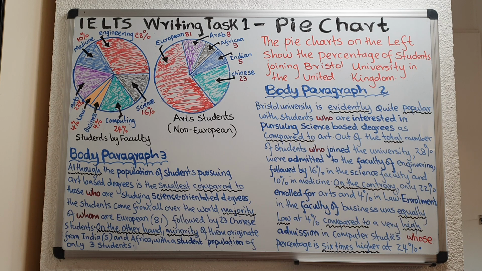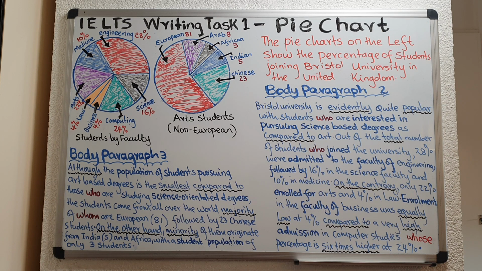Now let's get into our lesson. The first thing that you do once you have received your task 1 is to read the question. It is extremely important that you understand the question and you understand the diagrams. In our case, we have 2 pie charts, and one of the pie charts is based on students by faculty. So we have students in the faculty of engineering, science, computing, business, law, arts, and medicine.